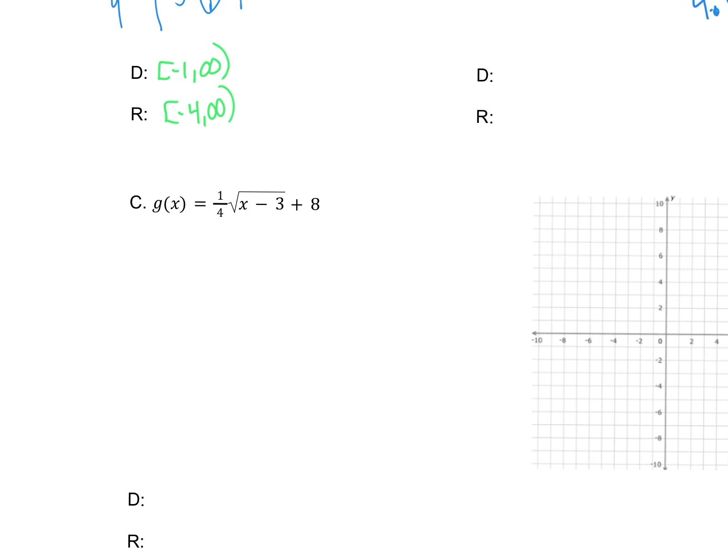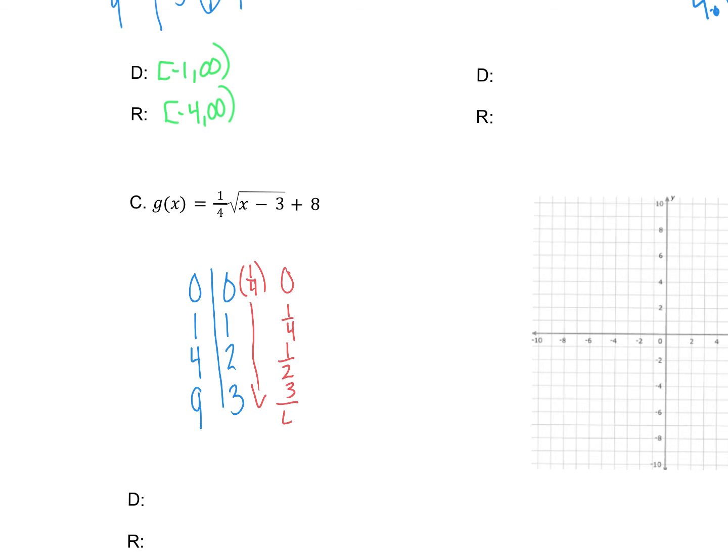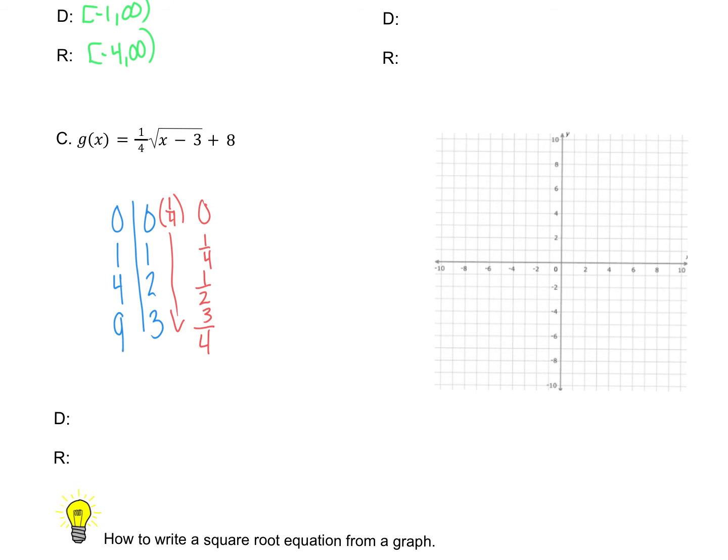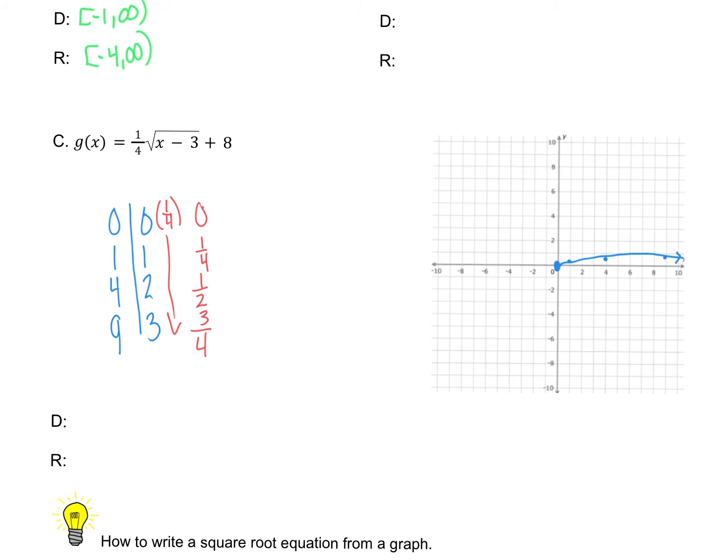For C, go ahead and plot those parent points. Write them. Take the square root of them. Multiply our y's by 1/4 for the vertical shrink. Plot that as our parent. All right, so we're going to connect those, do the best you can. Right, now we're going to move that graph to the right 3 and up 8.